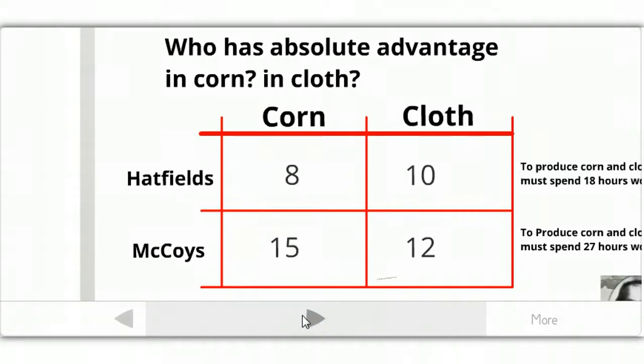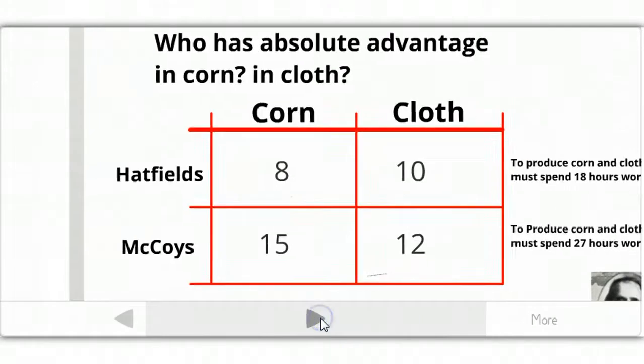Who has absolute advantage in corn? Who can make 1 bushel of corn fastest? The Hatfields. Who has absolute advantage in cloth, meaning who can make it fastest? The Hatfields. Well, if you're looking at this, you might start thinking, well, there'd be no benefit for the Hatfields to do any trading because they're better at everything anyway. They have absolute advantage.